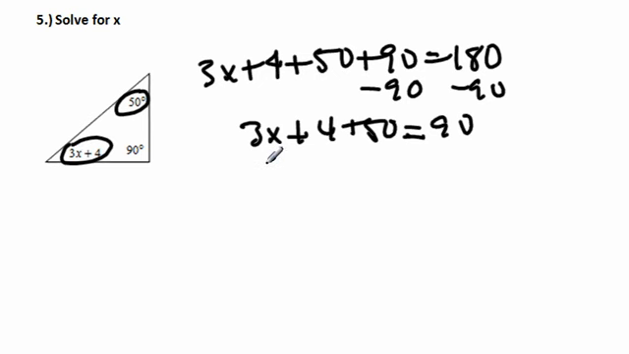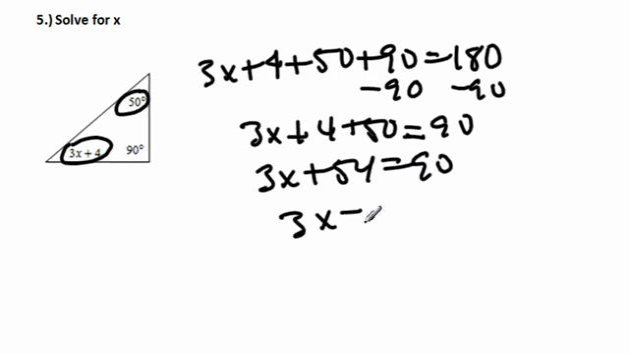So then we do a little math here. So 3x plus 54 equals 90. And then for 3x, you subtract 54 and you get 36. And then you divide by 3 and x equals 12.